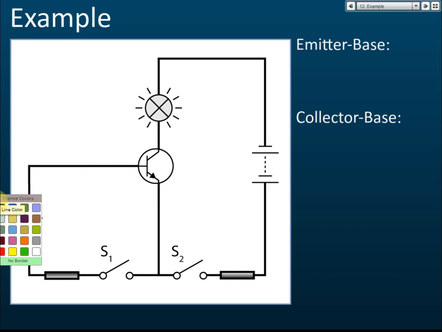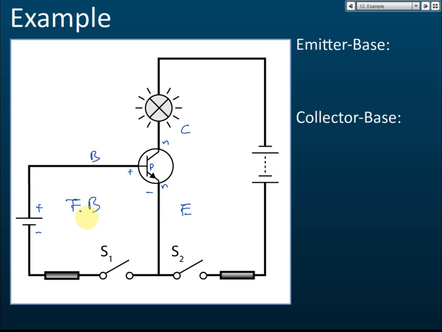So this is NPN. This is P, this is N, this is N, and this is the base, collector, emitter. Positive to P, negative to N. So this is forward bias. Negative to N, so this is also forward bias. So both are forward bias. So this is a wrong connection. That is how we identify whether the connection is correct or wrong.